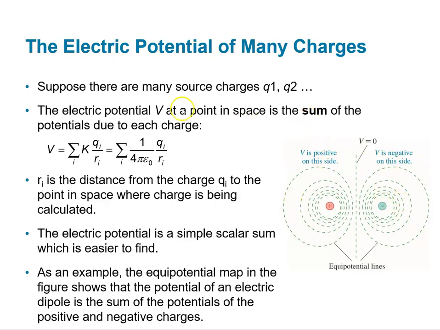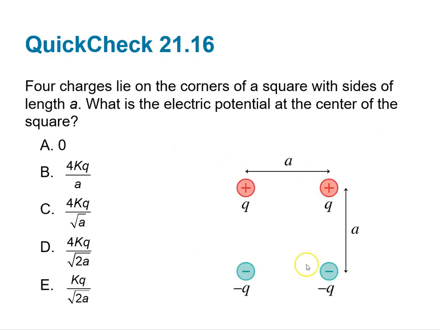Now, when you get the electric potential of many charges, it's just equal to the sum of the electric potentials due to each charge. And R is the distance away from the charge. Now, unlike electric fields or forces, electric potential is a scalar quantity. So when you're adding together different electric potentials, you're just adding them as scalar quantities, and direction is not important. All right, we'll do some of these again in class.